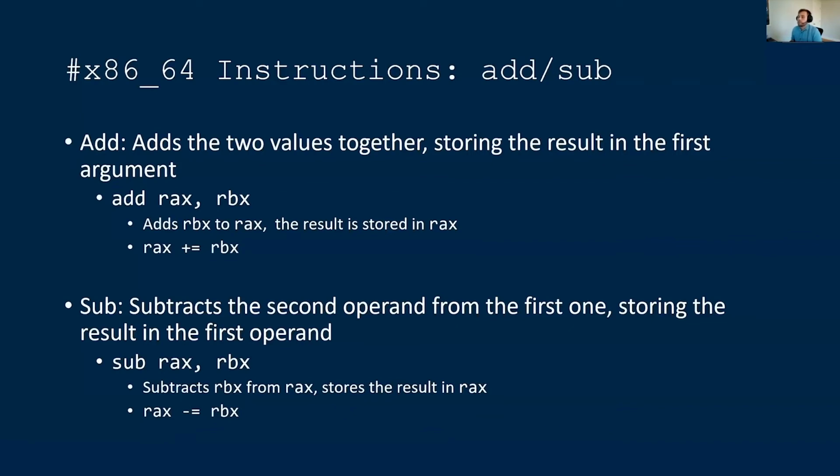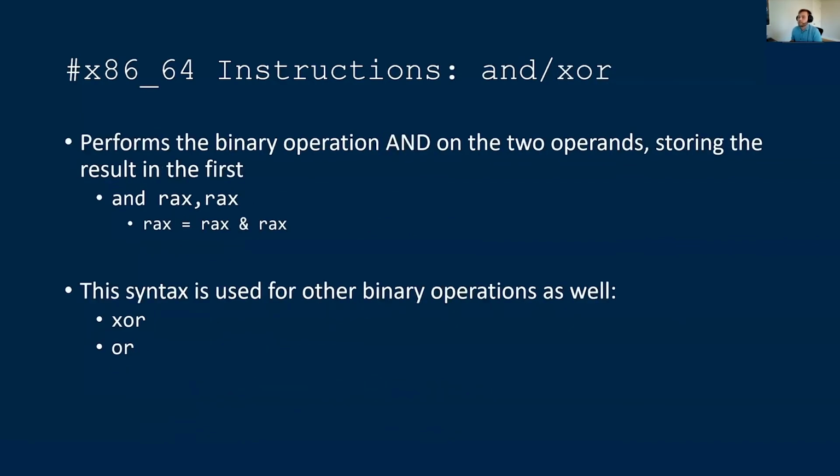And so, in addition to these more common arithmetic instructions, you have, of course, binary operations that can occur. Those of you that are familiar with digital logic are going to be familiar with some of these operations: and, or, et cetera. And they work in a very similar way to add and subtract. So and RAX ands those two values together and stores it back into RAX.